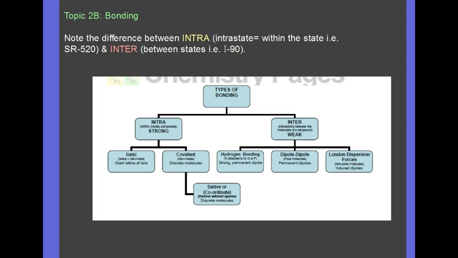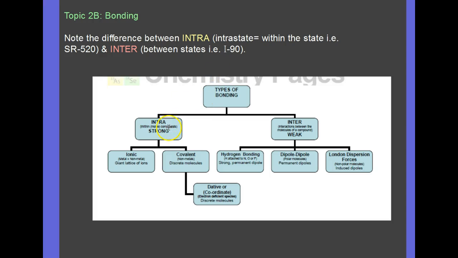Note the difference between intra, which is like an intrastate, for example, highway or freeway within the state, so State Route 20 is within the state of Washington, or inter, which would be like an interstate, for example, I-90 that goes all the way from Washington clear back to the East Coast, goes through all the states.